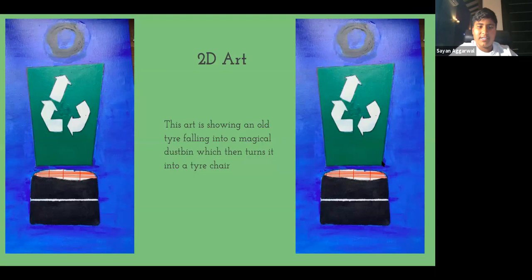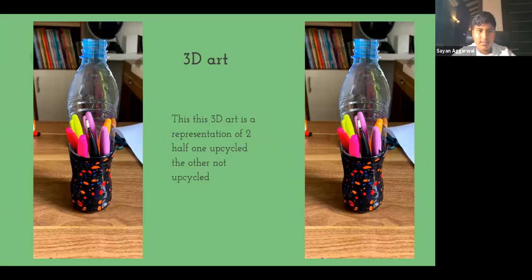This is my 2D art. This art is showing a tire falling into a magical dustbin, which then turns it into a tire chair. This 3D art is a representation of two halves, one upcycled and the other not upcycled.